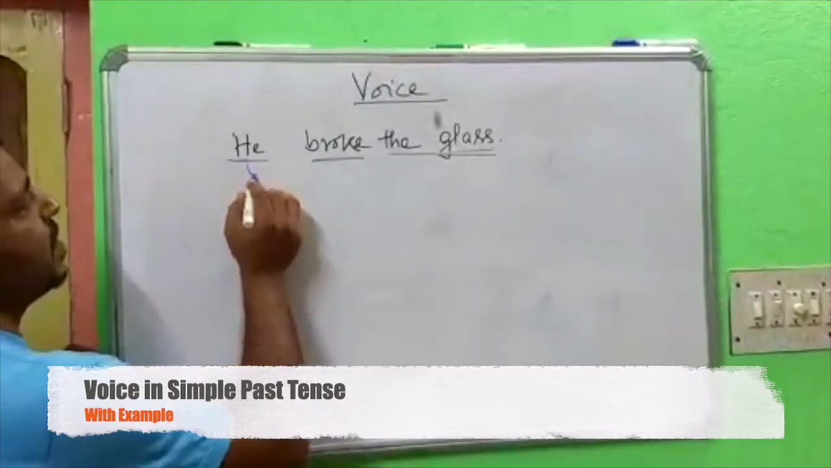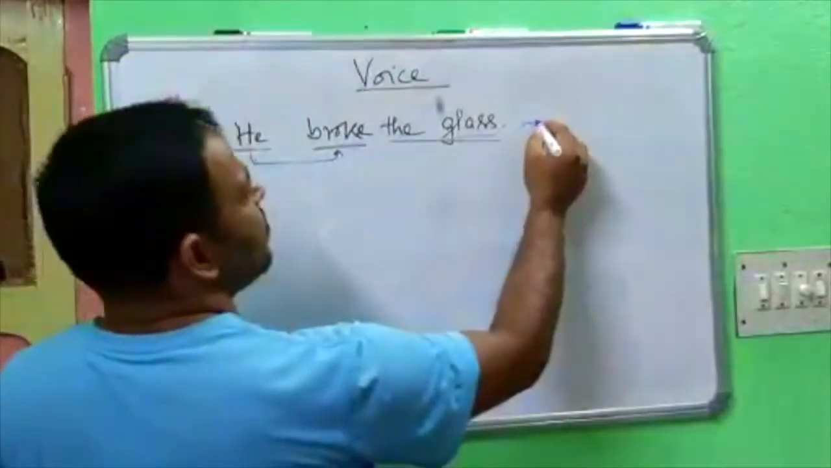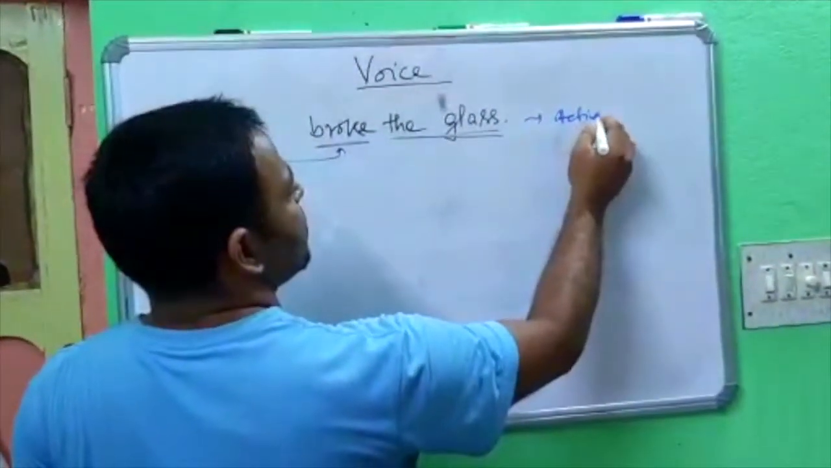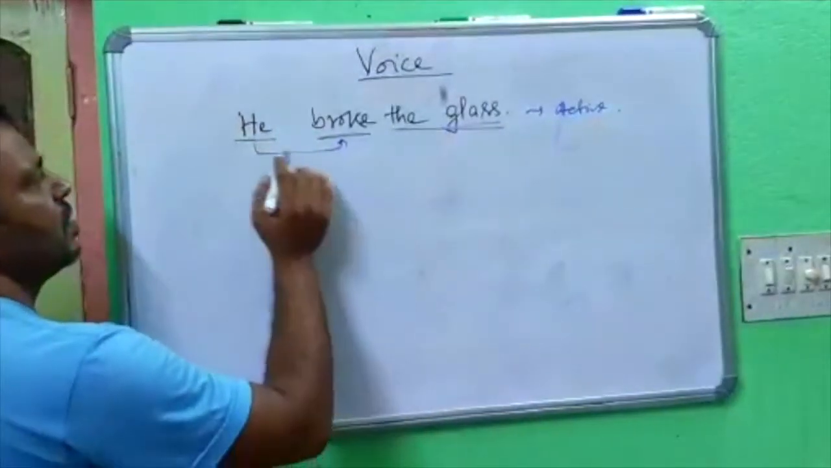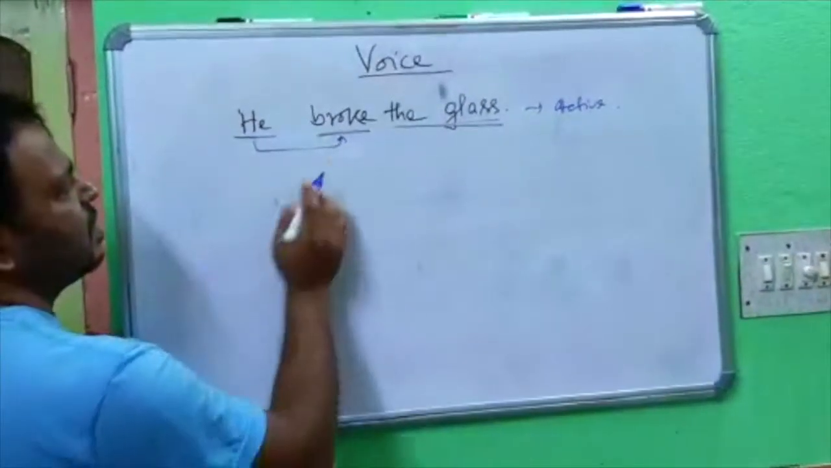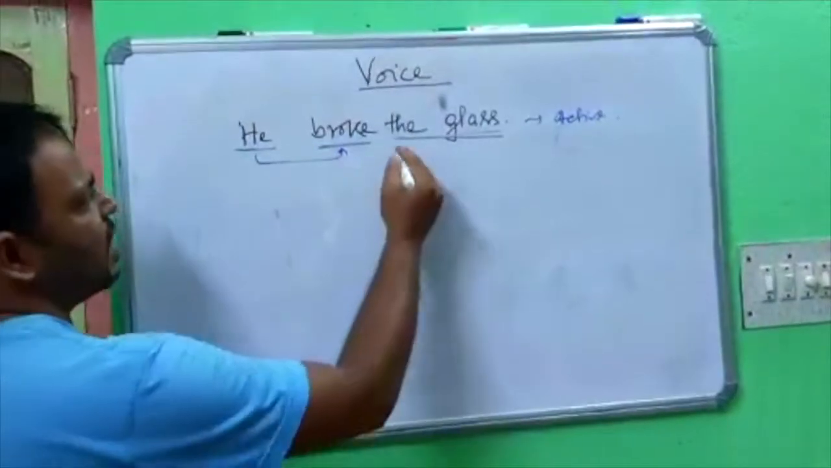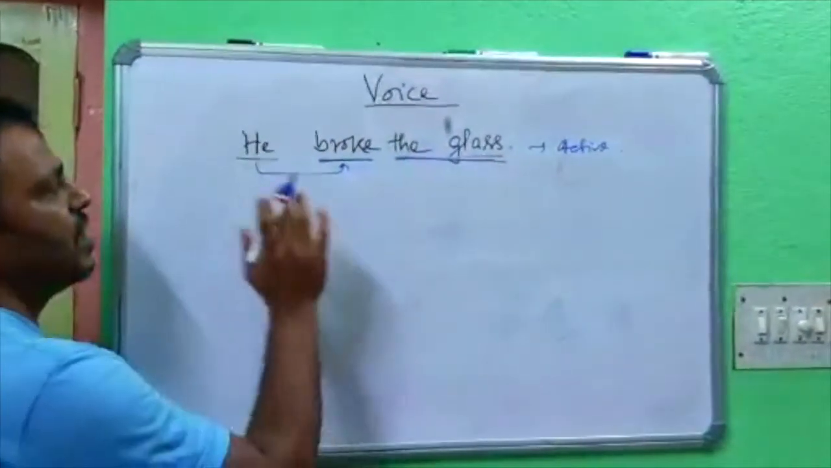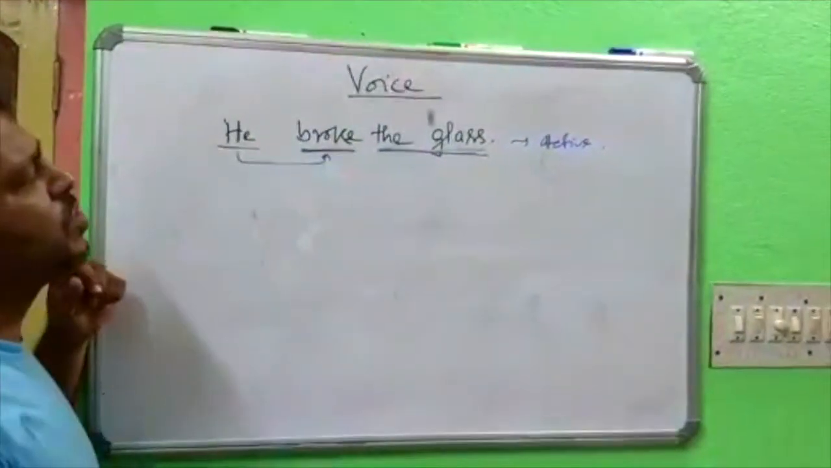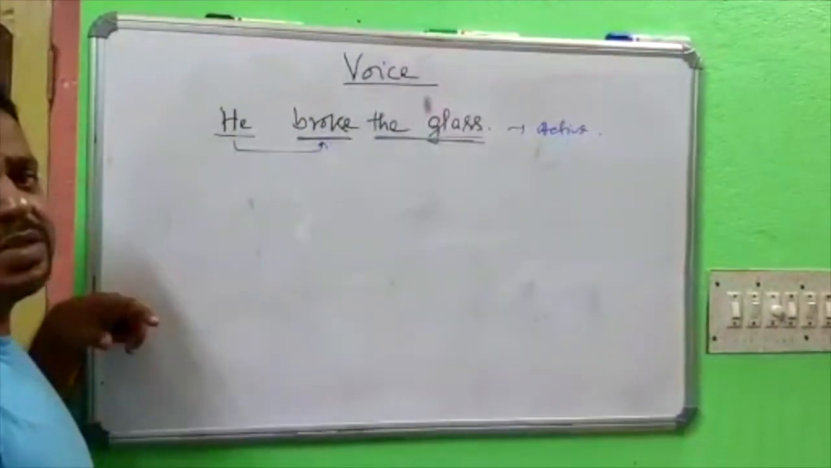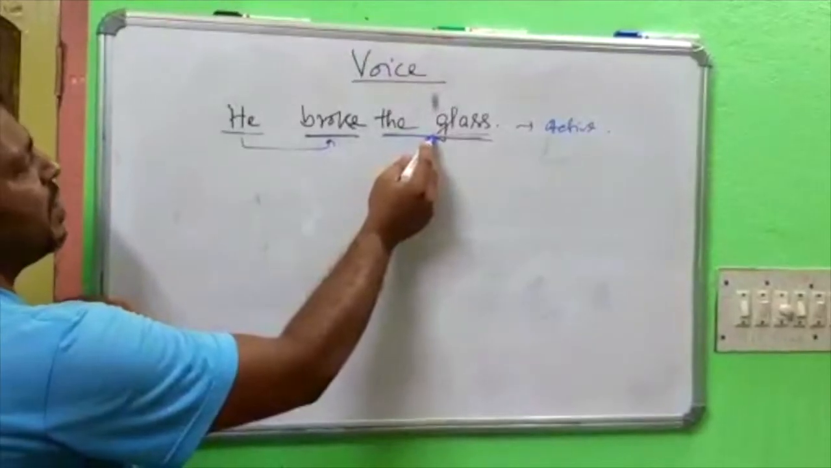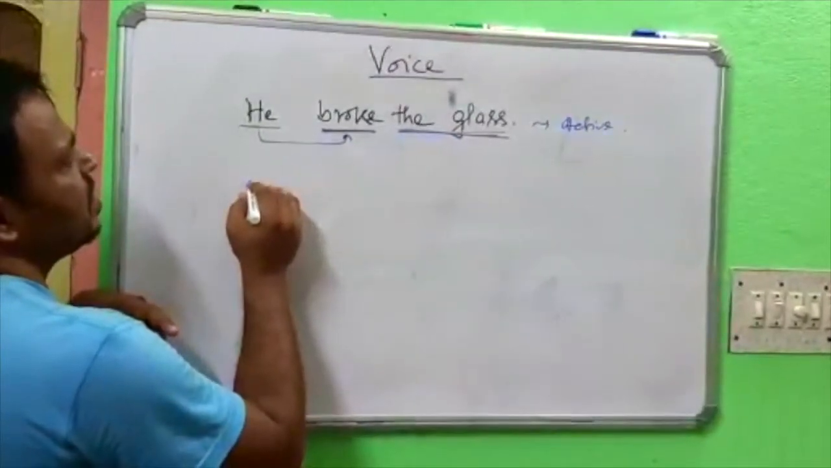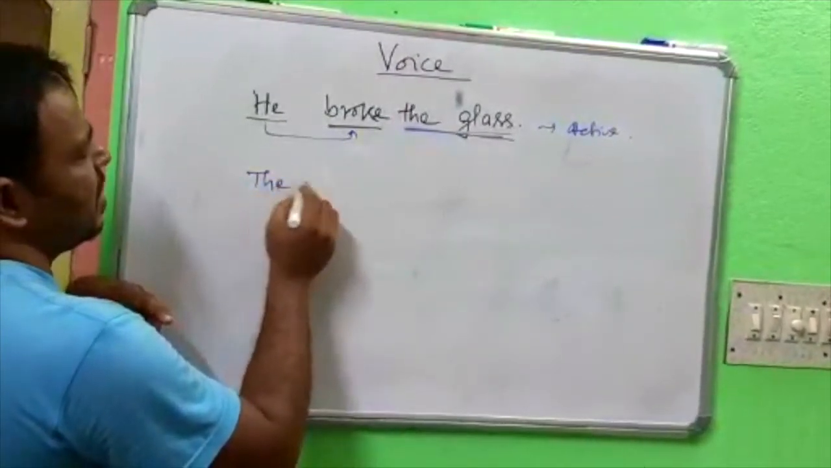The subject directly acts, so it is an active voice. The subject, he, object, the glass, and the finite verb is broke. According to the rules of change from active to passive, the object of the active voice should be the subject, the glass.